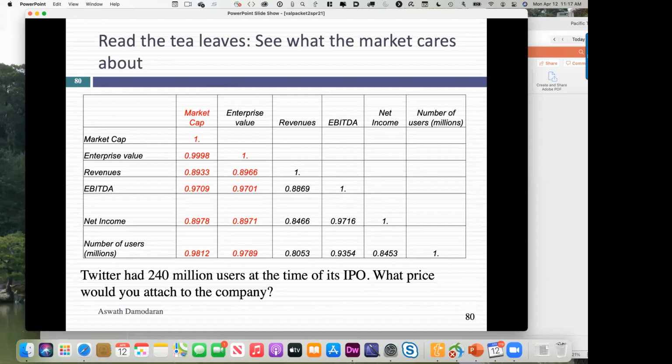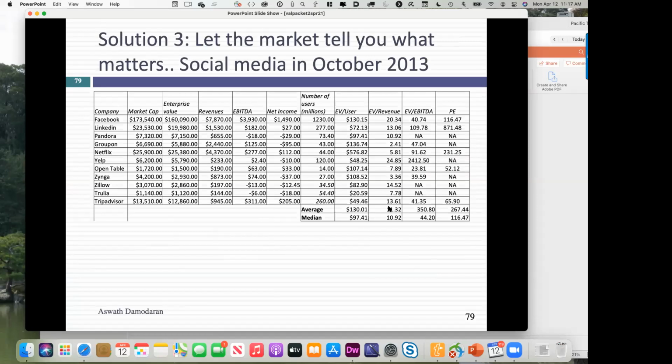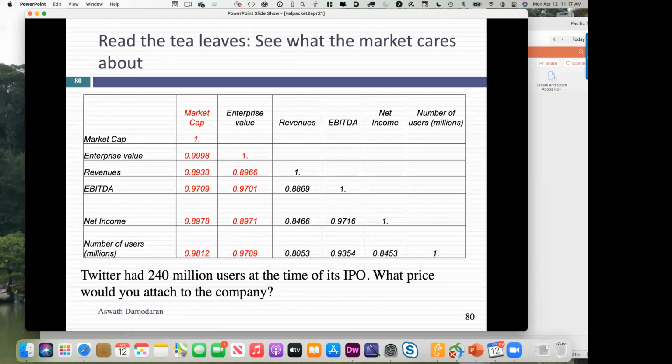In fact, if you look at the previous page, the market seems to be paying about $130 per user on average, but let's say the median value, about $100 per user. Number of users best explains different market cap. Twitter had 240 million users on its IPO. You know how I'd price Twitter? I'd take 240 million users, multiply by $100, you get $24 billion. That would have almost perfectly explained what you saw happening on the offering day to Twitter's stock price.